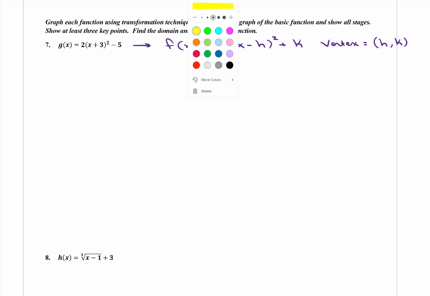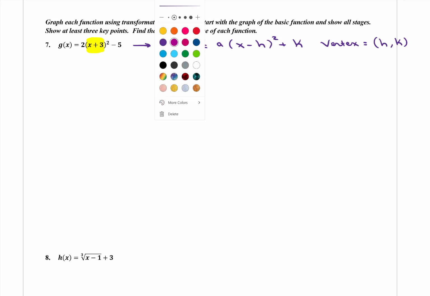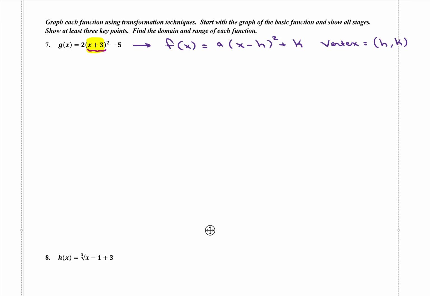Now here I wrote down the general form for a quadratic for when you're trying to figure out transformations. F of x is equal to a times the quantity x minus h, quantity squared, plus k. The vertex is always going to be your h comma k value, or sometimes people like to call that the locator point. So I'm going to take the inside of the parentheses, set it equal to 0, and solve for x. That's going to give me x is equal to negative 3. It's also telling me that I'm shifting my parent graph to the left 3 units.